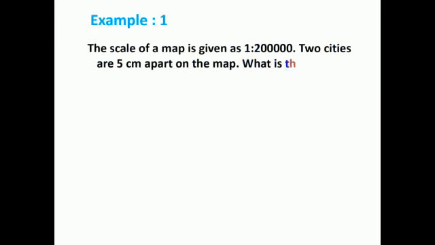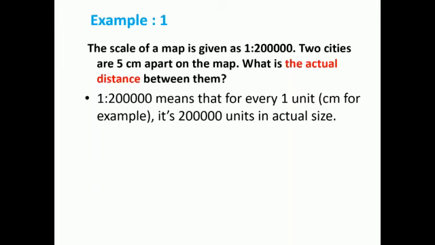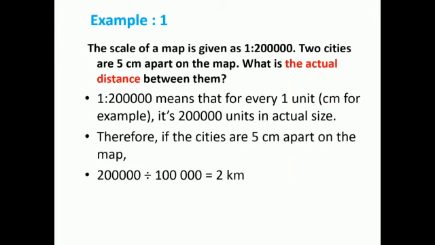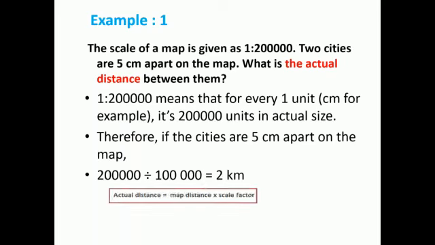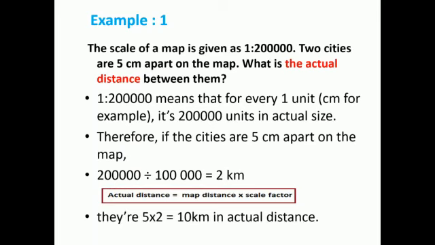We can explain with one example. The scale of a map is given 1:200,000. Two cities are 5 centimeter apart on the map. What is the actual distance between them? Okay, so here we find the actual distance. In the same way you take the ratio and divide, so you will get 2. Then divide by 100,000. Same pattern we are using here and there. Then write the formula. Actual distance is equal to map distance multiplied by scale factor, multiplied by 2. With the number given, 5, you will get 10.